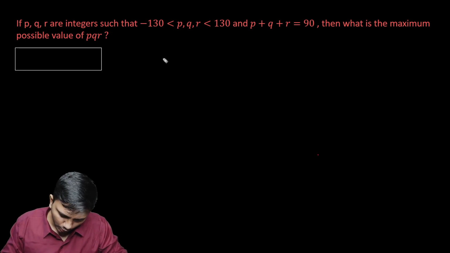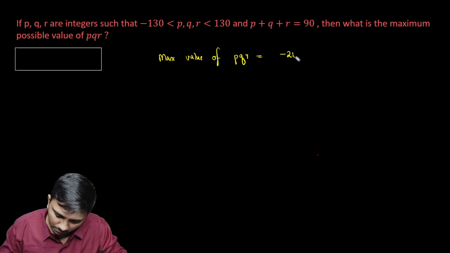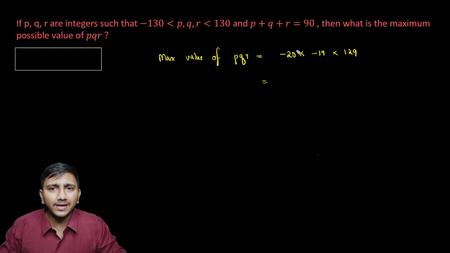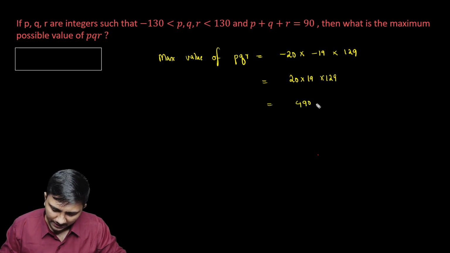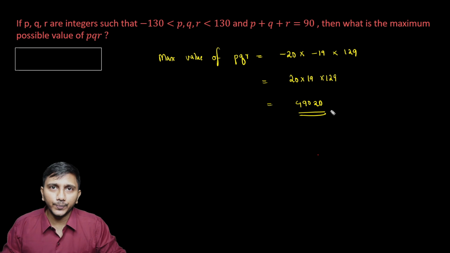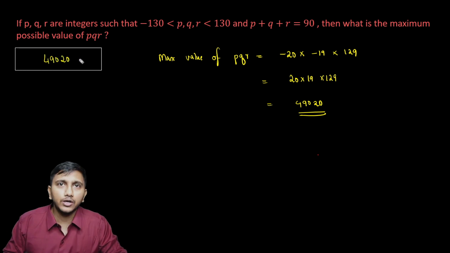So we can conclude that the maximum value of PQR is minus 20 into minus 19 into 129, which is basically 20 into 19 into 129. That comes to 49020. So the answer for this question is 49020.